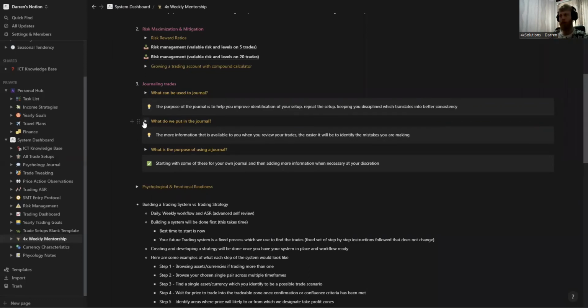The purpose of a journal is to help you improve identification of your setup. Now, if you don't have a strategy or a setup that you look for, it's going to help you through your learning process, because a journal is not only used to document setups, it's used to journal everything that you are going through emotionally, psychologically, all aspects of trading. It's your journal. It's how you're feeling.